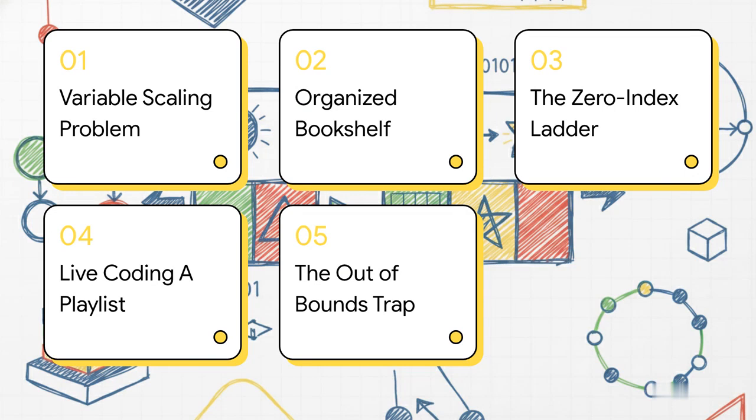Here's our survival map for today's explainer. We'll hit the variable scaling problem, talk about the organized bookshelf analogy, climb the zero-index ladder, live code a playlist, and finally, look at the out-of-bounds trap.